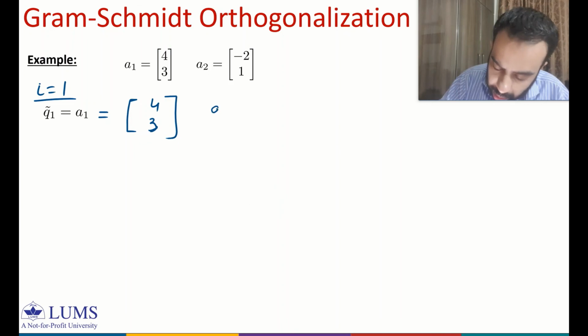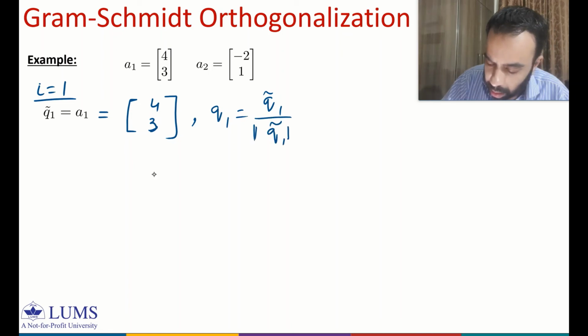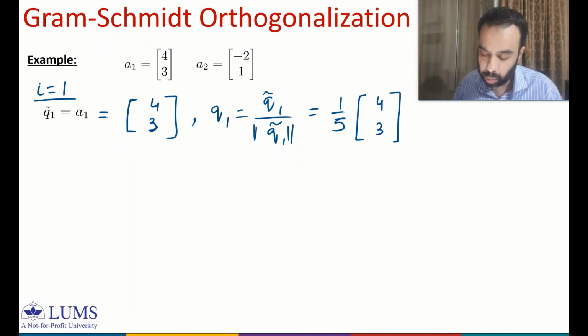So Q1 is given by Q1 tilde divided by the norm of Q1 tilde. The norm of Q1 tilde is the square root of 16 plus 9, which is 25, and the square root of 25 is 5. So Q1 is 1 over 5 times (4, 3). This is Q1 after the first iteration.